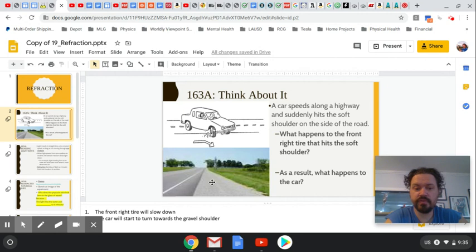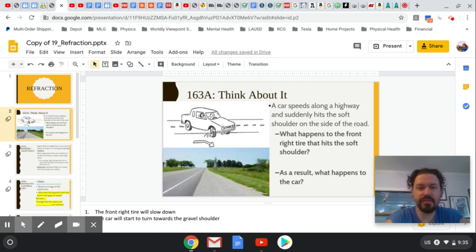So it's soft. Maybe this is kind of like riding your bike into sand. If you've ever done that before, or your skateboard, it's kind of a no-go, right? It grabs your wheels right away. So if the right front tire is what contacts this first, what's going to happen with that tire? What's it going to feel?